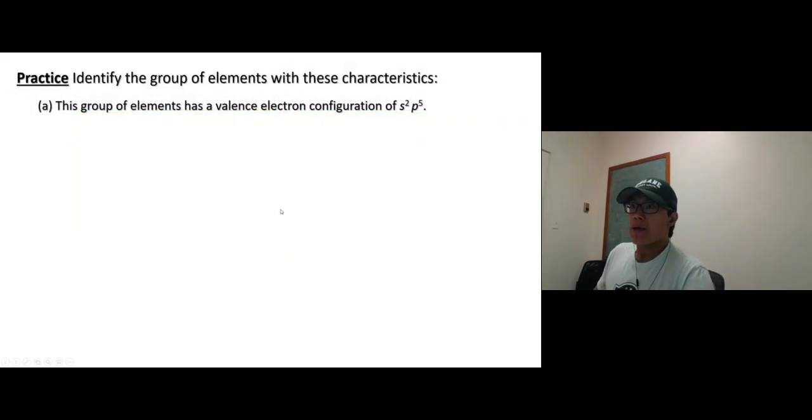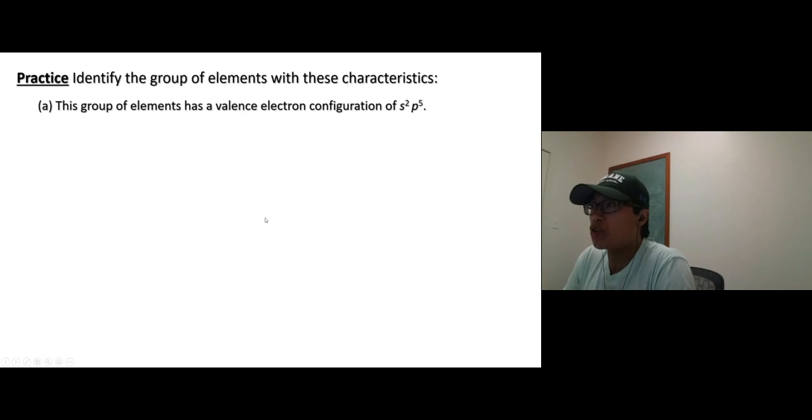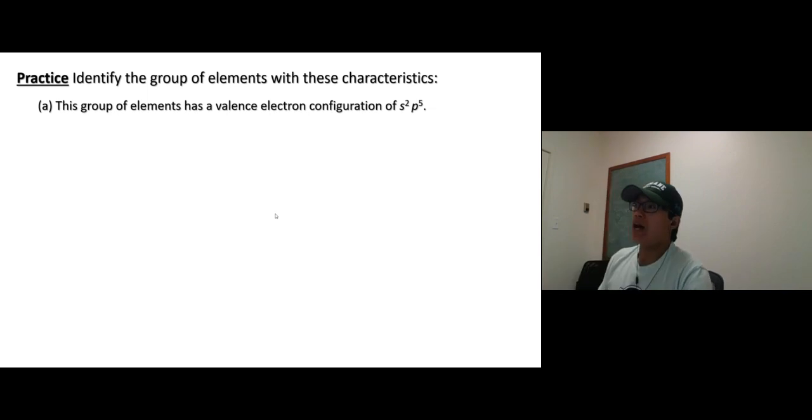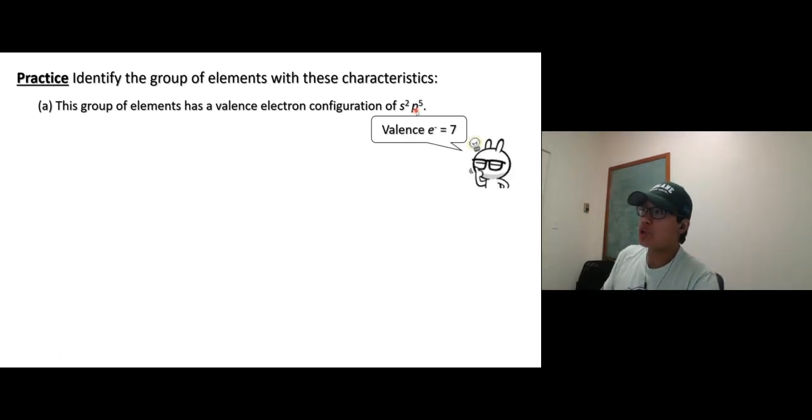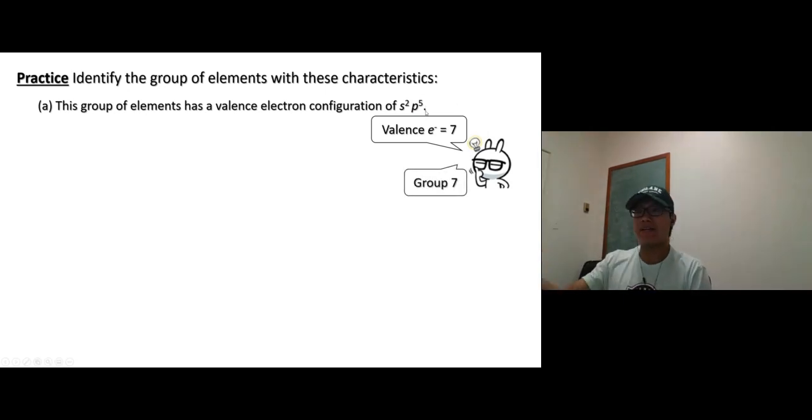Okay? All right. Practice one more time. Identify the group of the element with this characteristic. A, this group has a valence electron configuration of s2, p5. What group is that? How many valence electrons are in there? So 7 valence electrons. See that? Group 7. That's it. All group 7 elements have 7 valence electrons. All elements in group 1 have 1 valence electron.